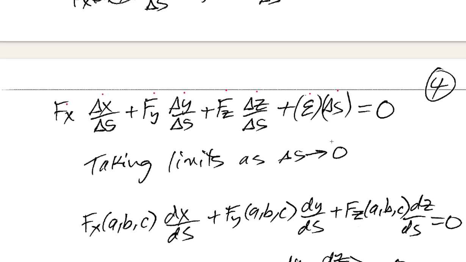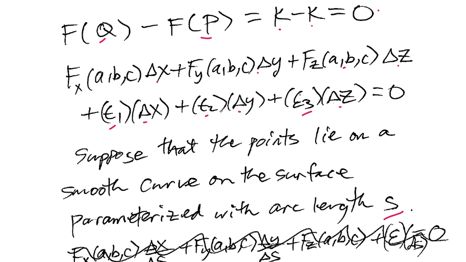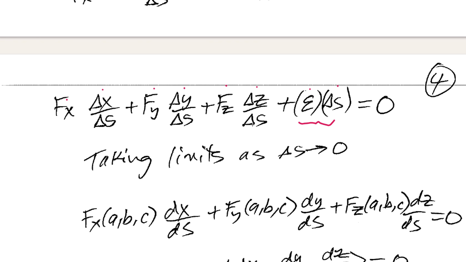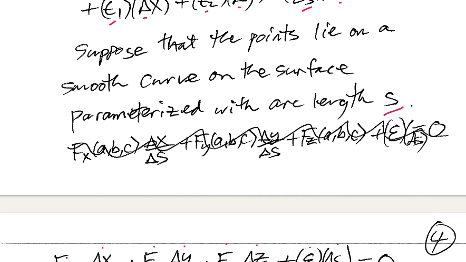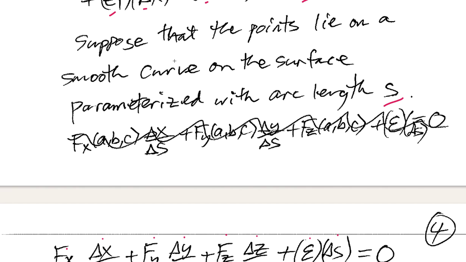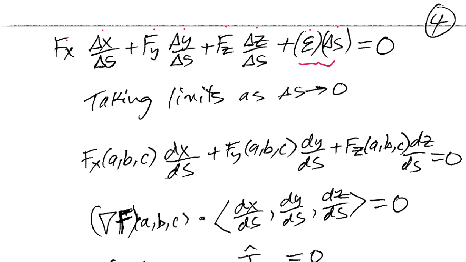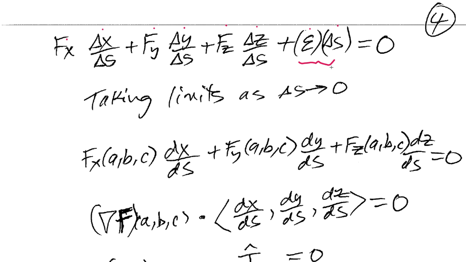Taking the limits as delta s, if you want to play around with this term, you can see why it's up here. Or if you wanted to, just divide by delta s in each one of those. Now taking limits as delta s approaches 0, that would mean what? The point Q is approaching the point P along whatever that smooth curve is on the surface. As delta s approaches 0, this means what? f sub x at (a, b, c) dx over ds plus f sub y at (a, b, c) dy over ds plus f sub z at (a, b, c) dz over ds would equal 0, right? Because the error would be going to 0.